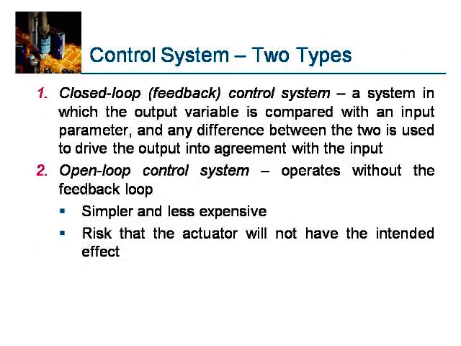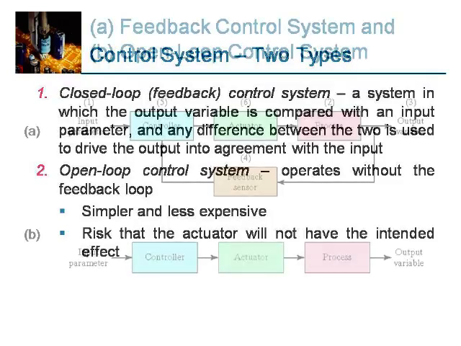Closed loop control system: a system in which the output variable is compared with an input parameter and any difference between the two is used to drive the output into agreement with the input. Open loop control system operates without the feedback loop. It is simpler and less expensive, but there is a risk that the actuator will not have the intended effect.